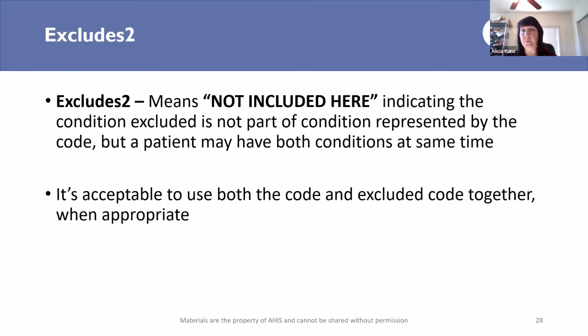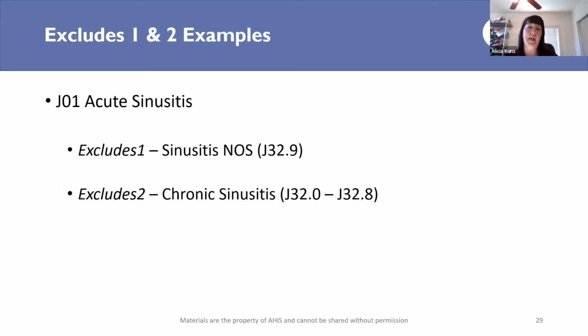Excludes 2 means it's not included here. But if they do happen to have both conditions, then it is acceptable to use both the code and the excluded code together when appropriate. So here's an example of an excludes 1 and an excludes 2.